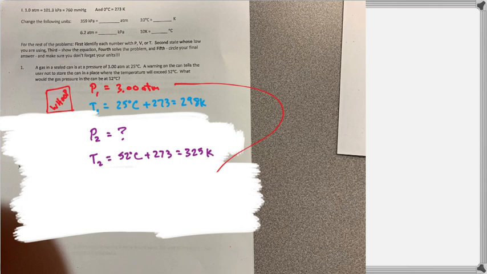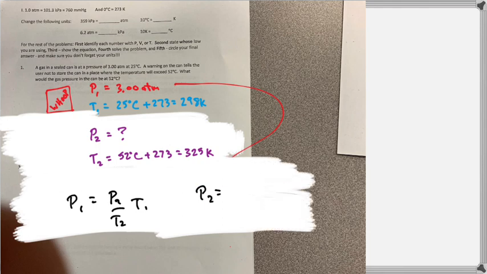Where'd I go? Number 2. This was the expression that I believe we wrote down. P2 equals P1 times T2 over T1. That's what we want. Do we know all those values? Do we know P1? Yeah. Yep. Do we know T1? Yep. Do we know T2? Yeah. We can now plug it in. Make sense?